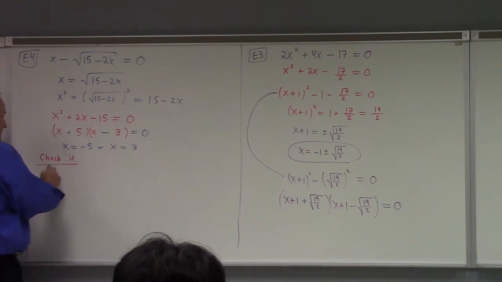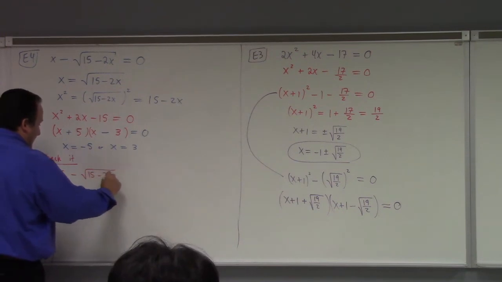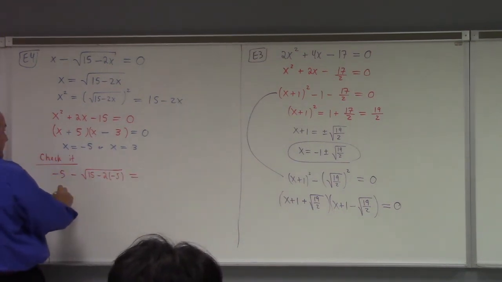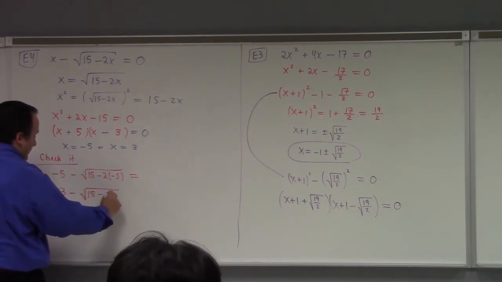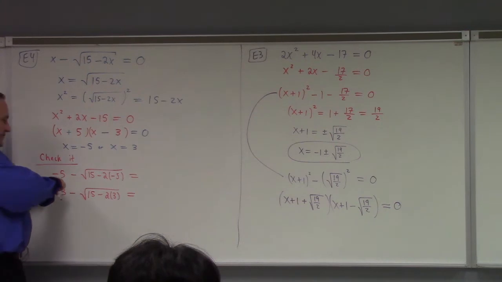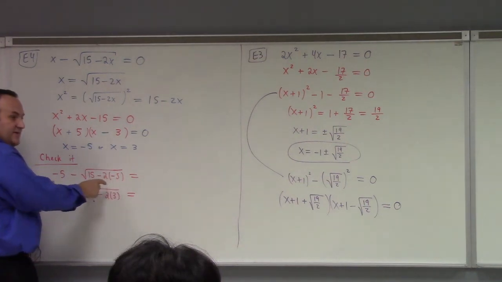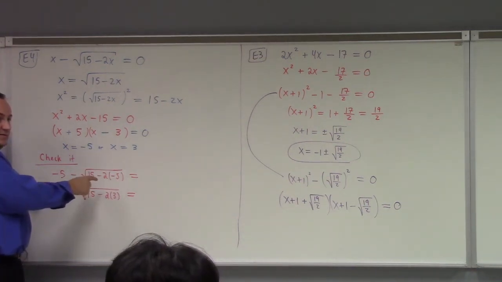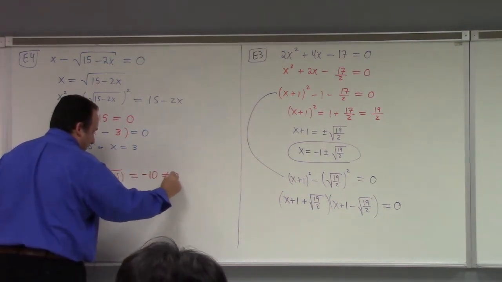So we got minus 5 minus the square root of 15 minus 2 times minus 5, and on the other hand, we've got 3 minus the square root of 15 minus 2 times 3. What I'm doing is plugging my alleged answers back into the original problem and seeing if the algebra we did worked. Did it? How about this first one? Minus 5, what's 5 times 2, with the minuses canceling, gives me 10. 10 plus 15, 25. Square root of 25, 5. So this one is actually minus 10. This, of course, is not equal to 0.